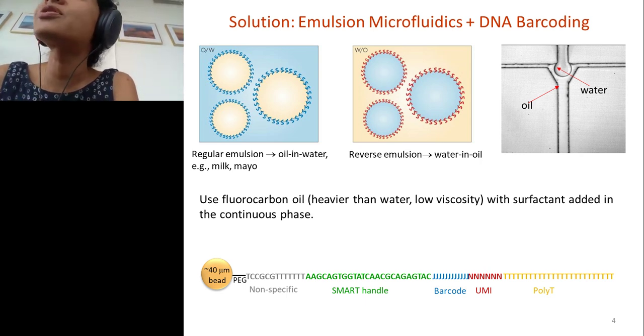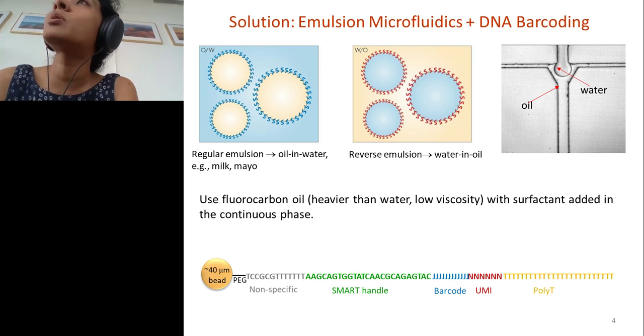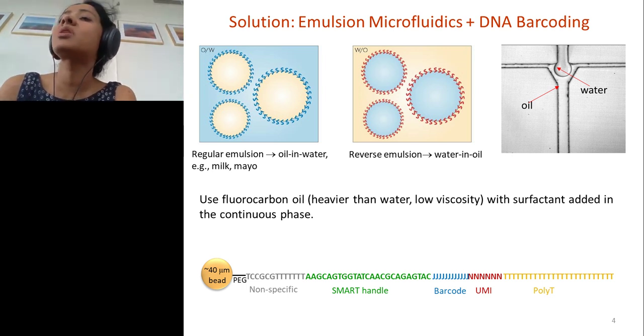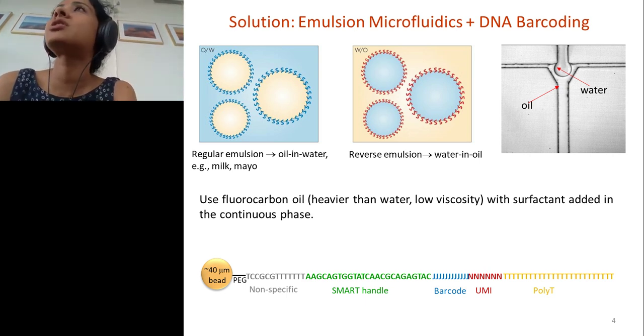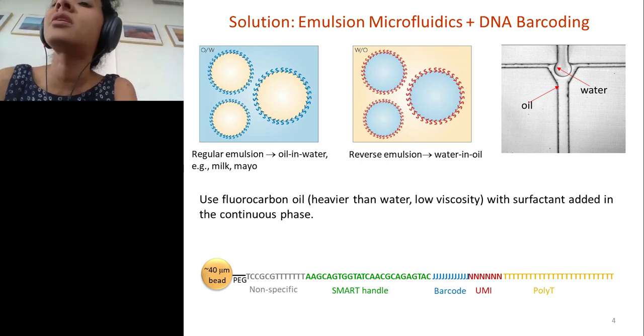So it is not just useful for doing single cell genomic applications, but this reverse emulsion system is good for a variety of other purposes also, which I'm not going to go into, but is a field in itself.